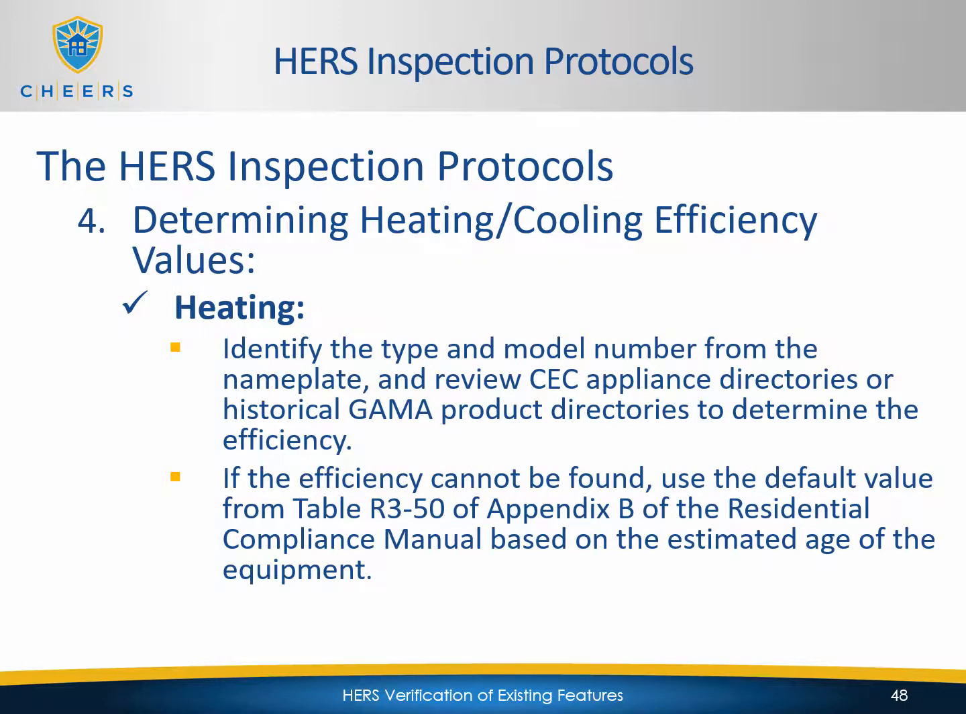When determining heating and cooling efficiency values for heating, you want to identify the type and model number from the nameplate and review CEC appliance directories or historical GAMA product directories to determine the efficiency. If the efficiency cannot be found, use the default value from table R3-50 of Appendix B of the Residential Compliance Manual based on the estimated age of the equipment.